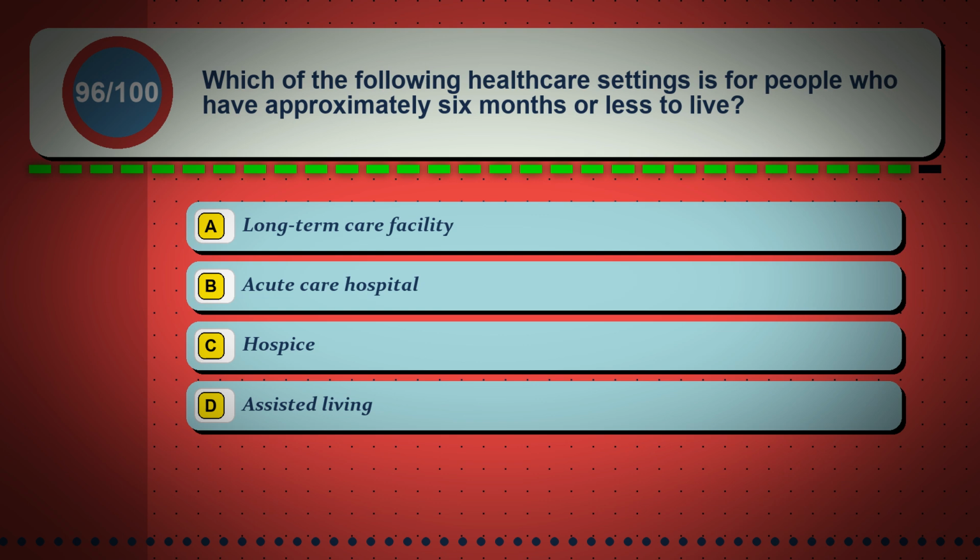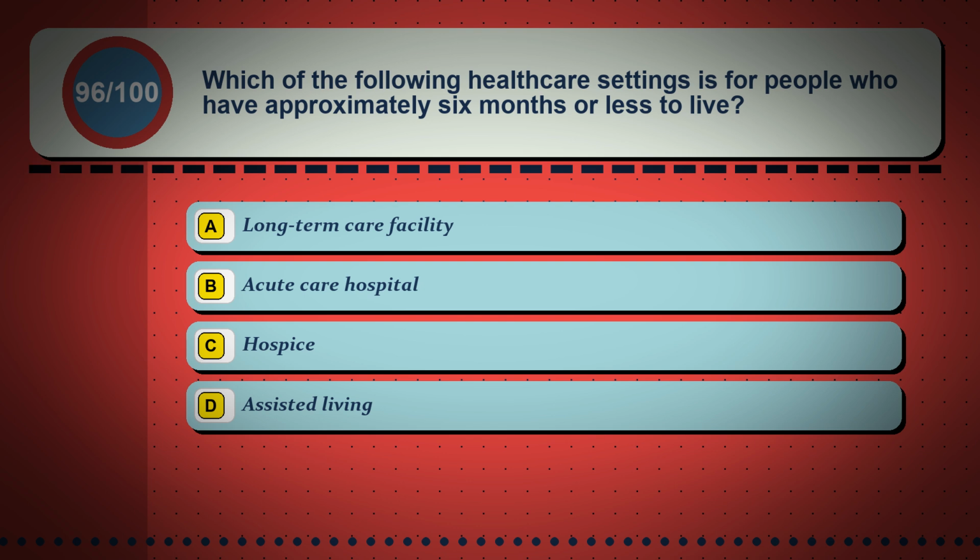Question 96. Which of the following healthcare settings is for people who have approximately 6 months or less to live? Option A. Long-term care facility. Option B. Acute care hospital. Option C. Hospice. Option D. Assisted living.